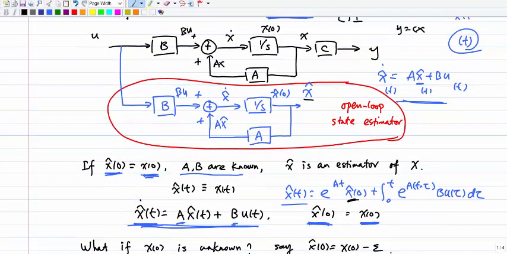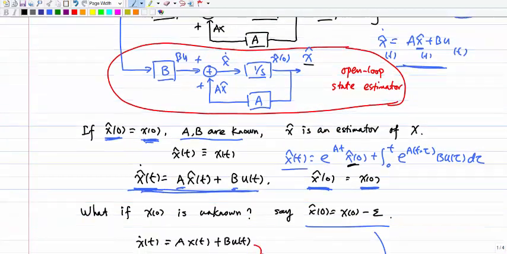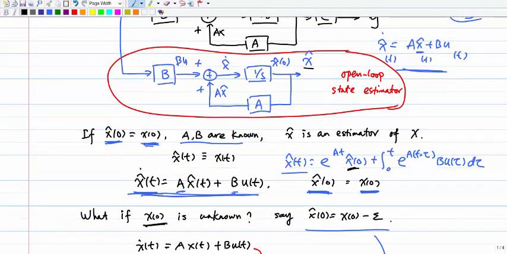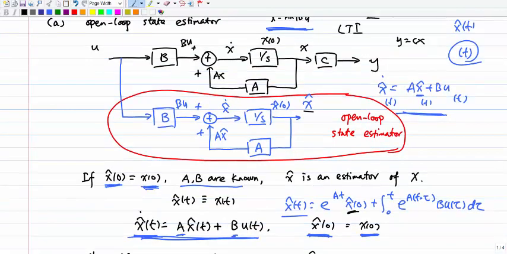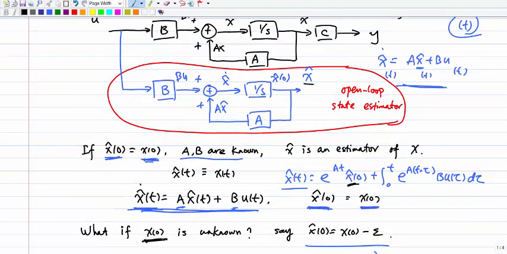However, there are two problems here. First of all, X0 is unknown because we don't know X, so there's no way we can know X0. Sometimes I don't even know A and B, which can make it even more complex. Of course, here we don't emphasize the case where we don't know A and B. Let's assume we know A and B, but we don't know X0. This is a typical case, because I don't know X, so I don't know X0.